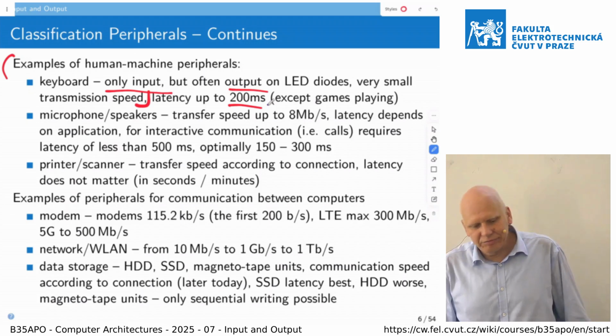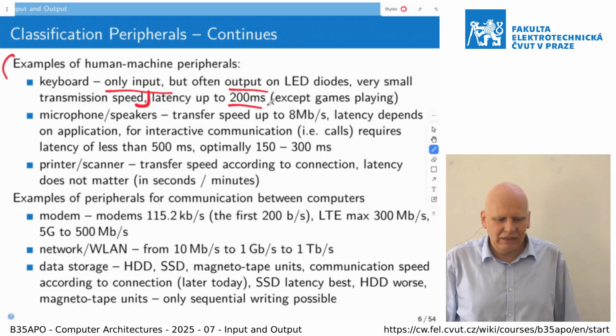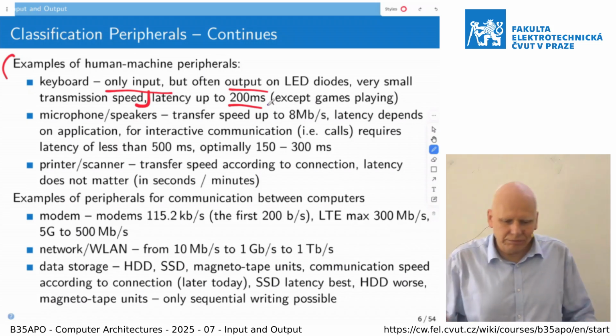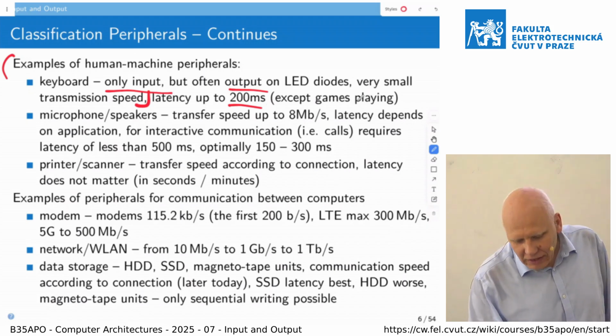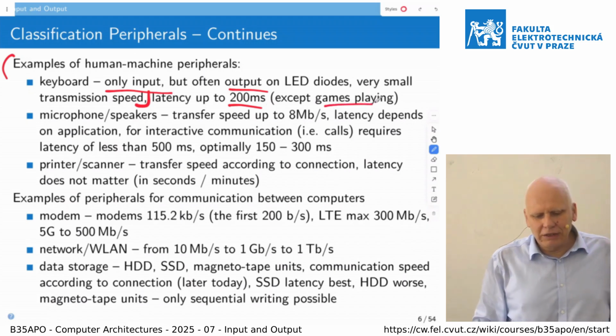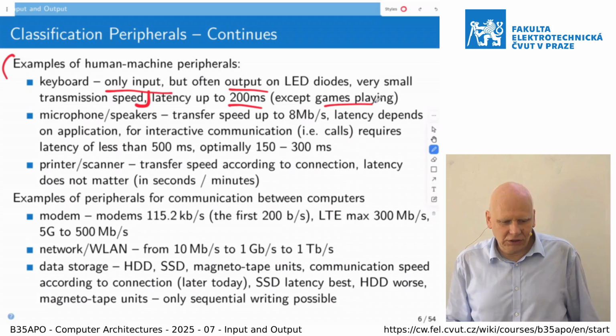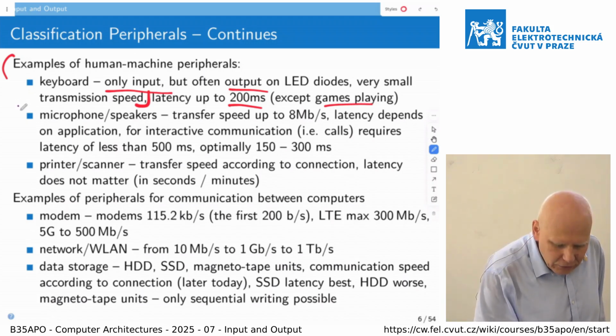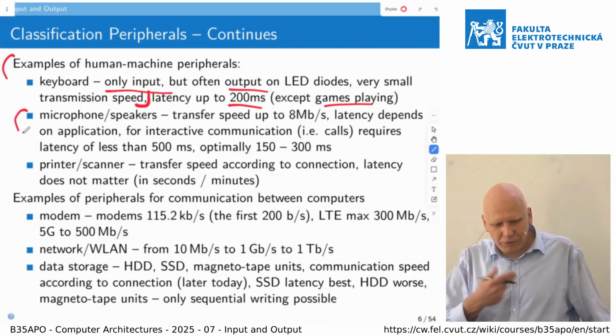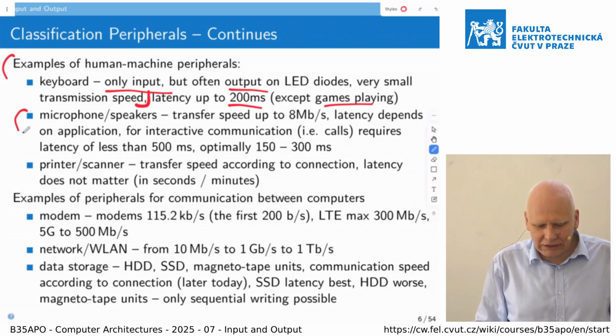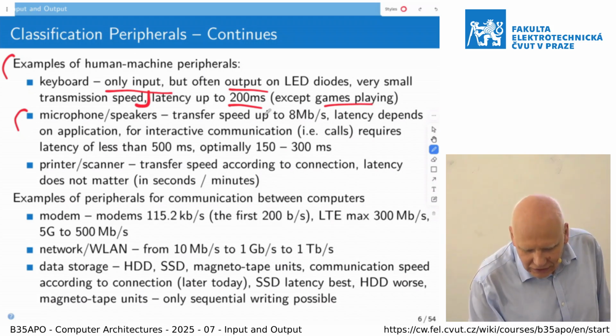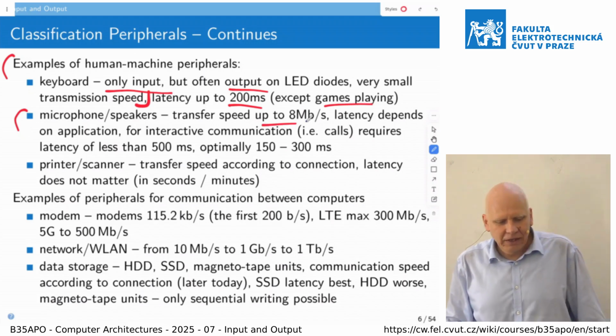Something like 5 or 10 keystrokes per second are acceptable, except if you play games, when you probably want to have fast reaction on the computer side. If we start to speak about the speaker or microphone, which I have connected at this moment, then you need a little higher transfer speed and bandwidth.